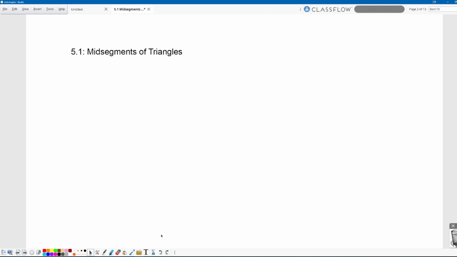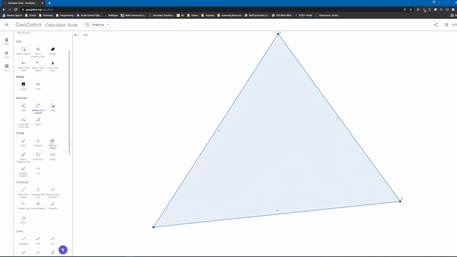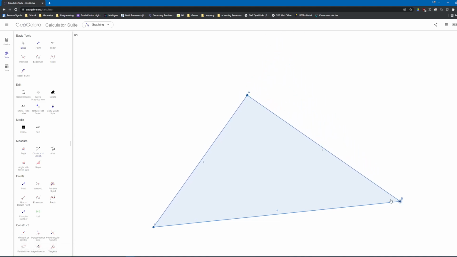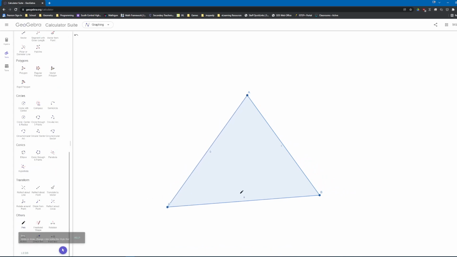This should be a fairly short and simple section. So, I've pulled up GeoGebra, which is a website that allows me to do a lot of math-related stuff. I've just made a basic triangle, in which I can move these points around as I see fit. So, what we're taking a look at today is what is known as a mid-segment.